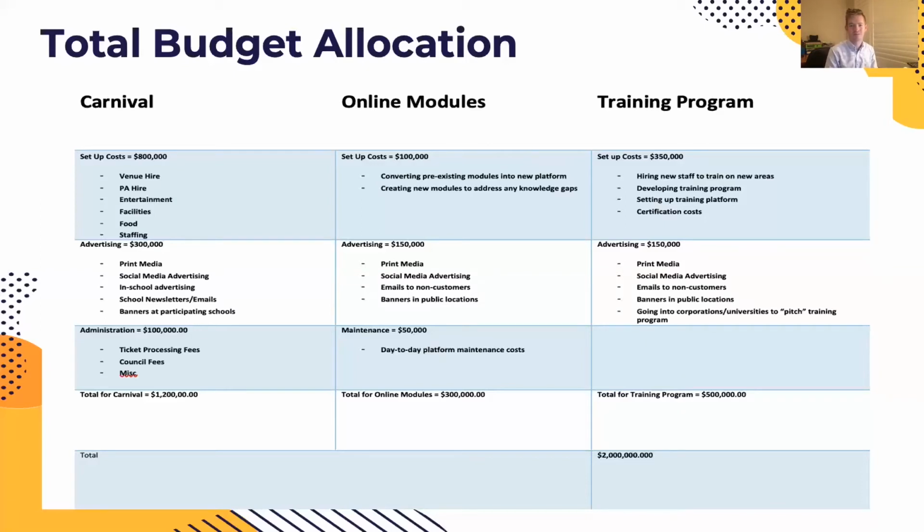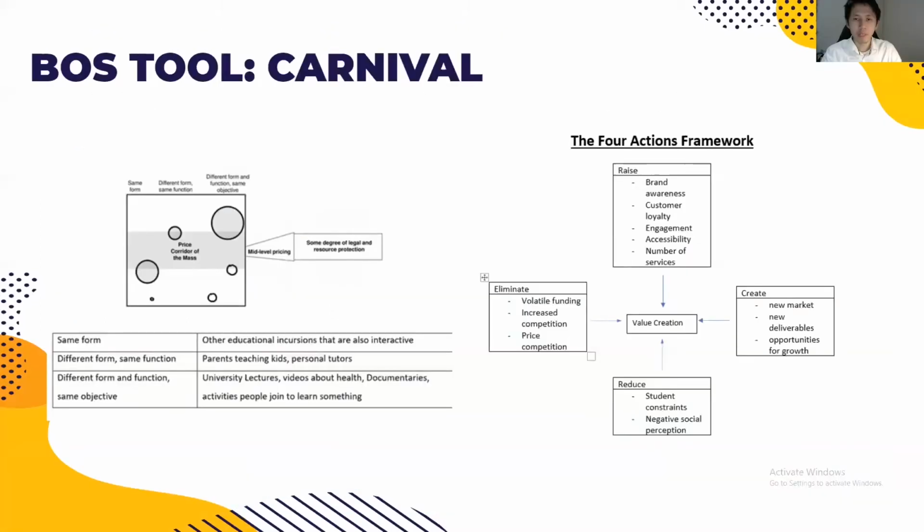Hi, my name is Tommy, and today I'll be talking to you about how through the 4 actions framework and the price corridor of the masses Blue Ocean tools, we're able to theorize a potential Blue Ocean market for Life Education. The price corridor of the masses helps define individual willingness to contribute their own income towards a specific industry based on varying needs and desires.